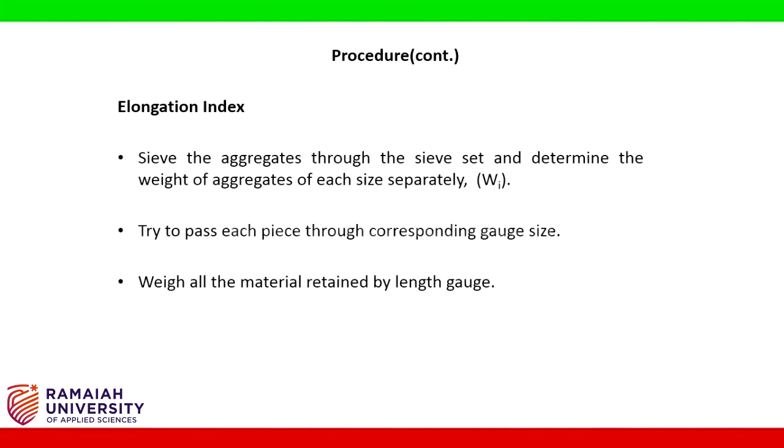Elongation index. Sieve the aggregates through the sieve set and determine the weight of aggregates of each size separately. Try to pass each piece through corresponding gauge size. Weigh all the material retained by length gauge.